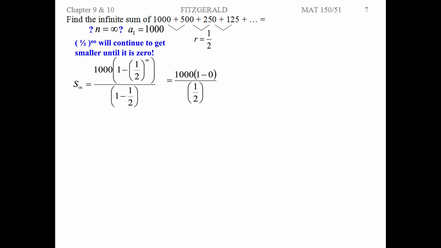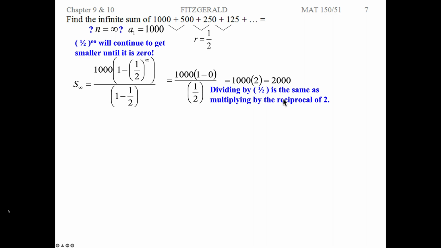Put it in. 1 minus 0, 1 times 1,000, 1,000. 1,000 divided by a half, well, multiply by the reciprocal of 2. 1,000 times 2, 2,000.